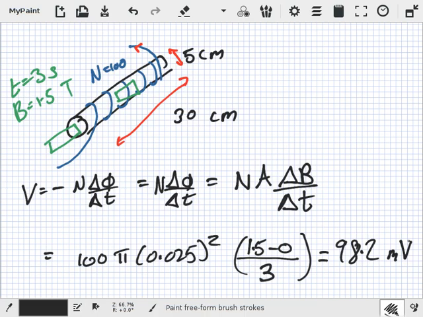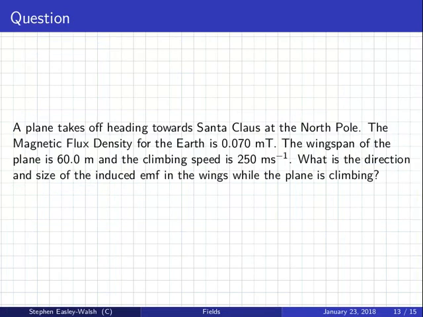Okay, so next one. A plane takes off heading towards Santa Claus at the North Pole. You know Santa Claus, of course. The magnetic flux density for the Earth is 0.07 millitesla. The wingspan of the plane is 60 meters, so the distance from the left to the right tip is 60 meters in total. And it's climbing at a speed of 250 meters per second.